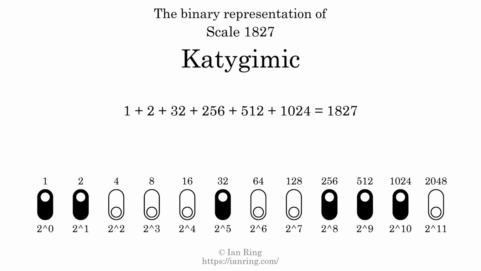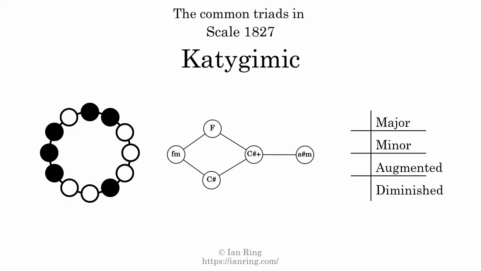1827. The scale number not only enumerates the scale with a unique index, but it also literally describes the tonal content of the scale. Represented as a binary number in base 2, the scale number is 0111000100011. Here are the common triads present in this scale.